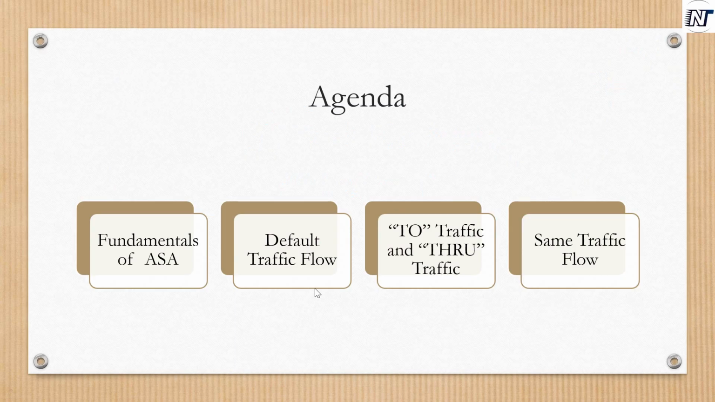So these are the agenda for today's topic. In this particular video, we're gonna look into the ASA firewall and an overview of this product, and also the traffic flows or the control on an ASA firewall. What are the different capabilities of ASA firewall? The default traffic flow of ASA firewall, the to traffic and the through traffic, and how do you control it on an ASA firewall.